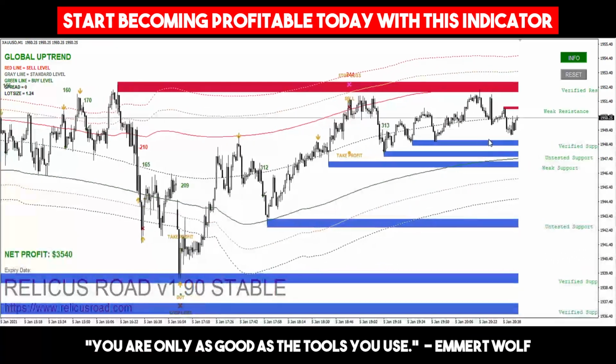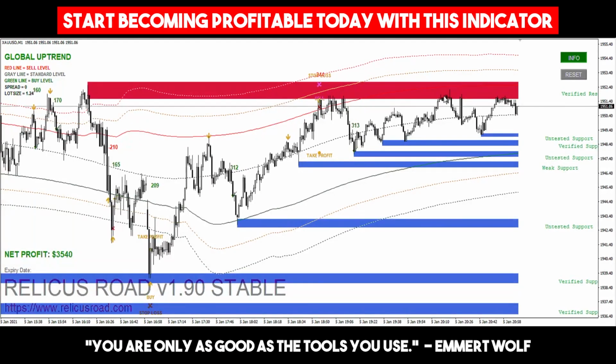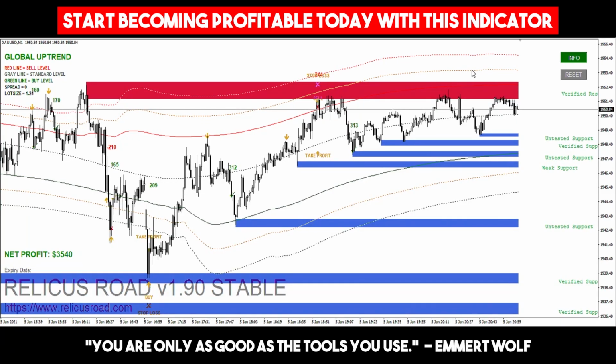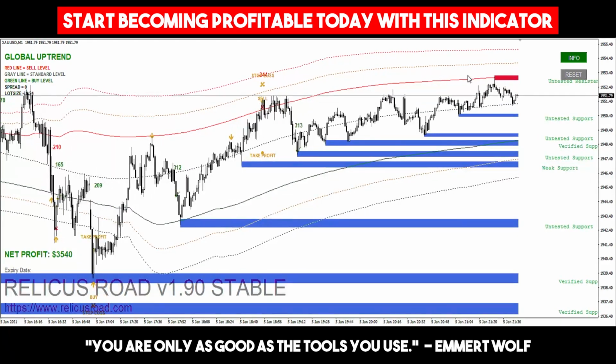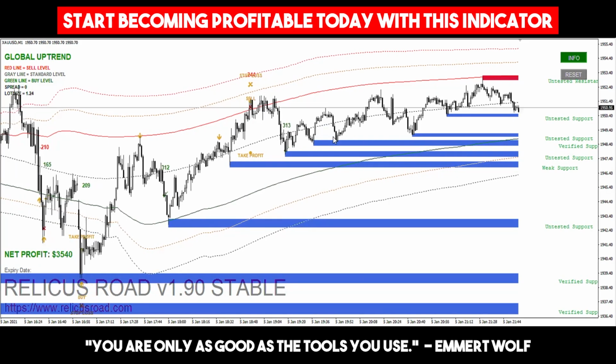What is happening is, okay, all right, we didn't get any signal. Now you see this red band is moving above the resistance, and we expect the resistance to be broken any moment. There we go. Resistance broken easily. So if you want to know if the resistance is going to be broken, this is one of the indications.